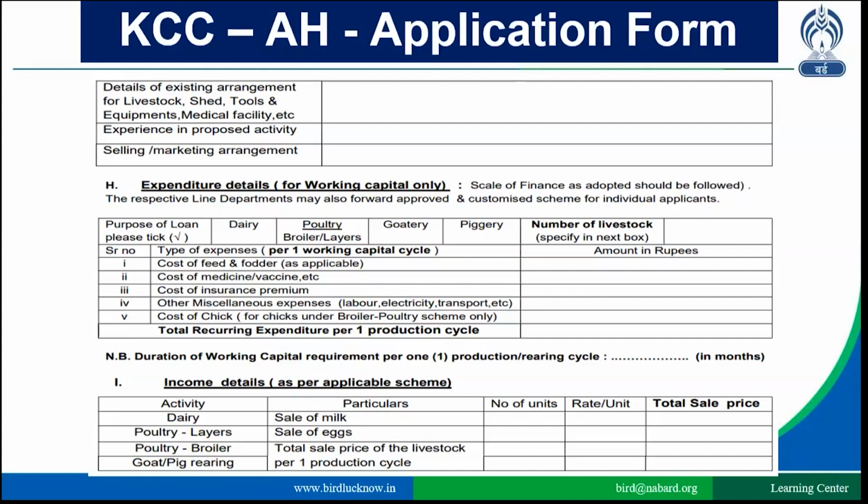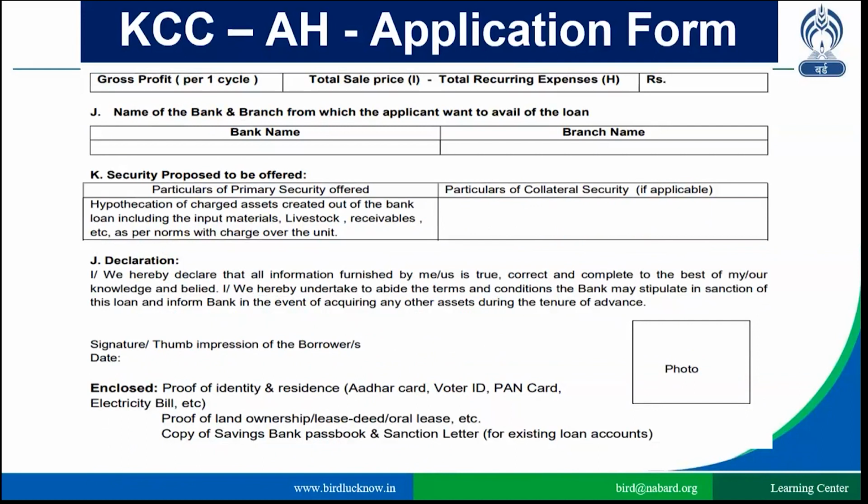One question is whether, if the CIBIL score is very bad, KCC could be rejected. Yes, the bank can reject, other than if there is a special drive or special instruction from the government that such farmers are also to be included. Otherwise, the banking norm is that if the CIBIL score is much below a certain point, it is rejected. Then name of the bank and branch, security proposed to be offered. If it is up to 1.6 lakh, it is not required. If it is a higher loan, yes, a CIBIL score is required.